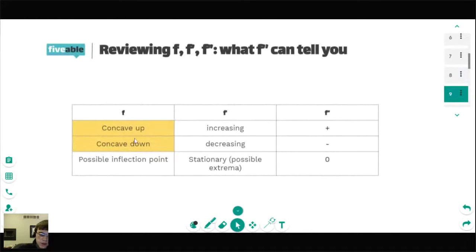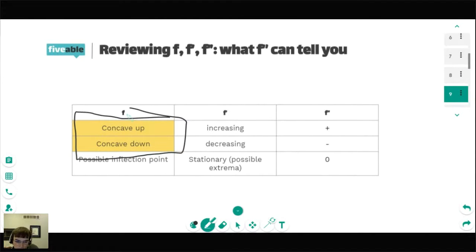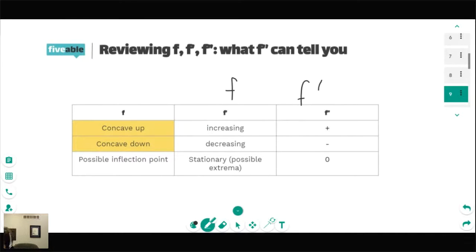So if we look at this, we can see what f double prime can tell you. You can see I've highlighted here this concave up and this concave down, since our focus here is on how we know about concavity. It looks similar to what we know about f and f prime, but here we've got it for f prime and f double prime. This might make sense to you because of course f double prime is just the derivative of f prime. There's nothing special about it.